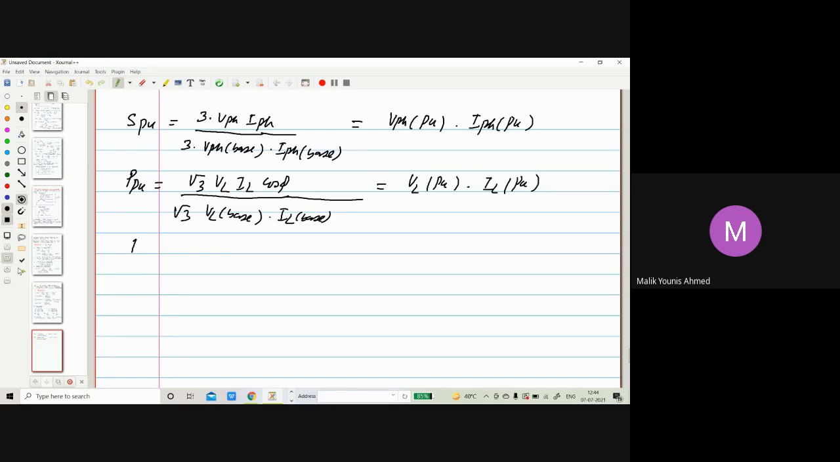Same per unit I have to write in terms of the phase values. 3 V phase actual value in phase values, I phase, here also we can write cos, no problem. Okay, just a second. Yes, here I had written cos phi, right? Yes, so that's fine. Yeah, cos phi is the same, so we can use cos phi here also. Cos phi will cancel, no problem. Cos phi, okay.